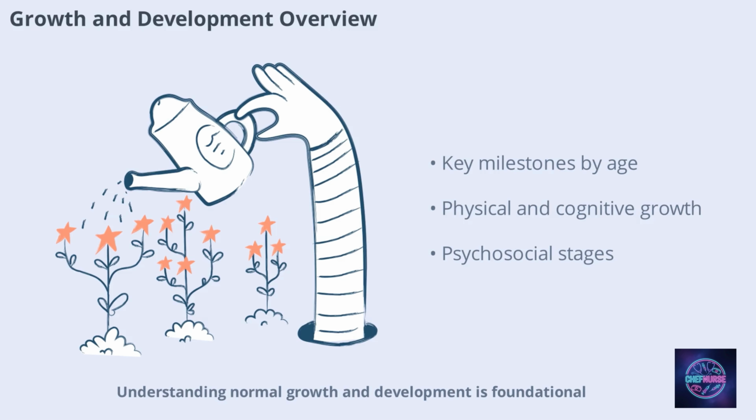Understanding normal growth and development is foundational for child health questions on the NCLEX. You'll need to know the major milestones for infants, toddlers, preschoolers, and school-age children. This includes physical growth, cognitive development, and psychosocial stages. For example, knowing when a child should start walking, talking, or developing social skills is crucial. Questions often test your ability to identify abnormal patterns or delay. As we move forward, keep these developmental stages in mind as they influence assessment and care planning.